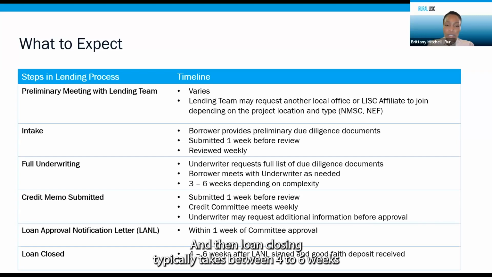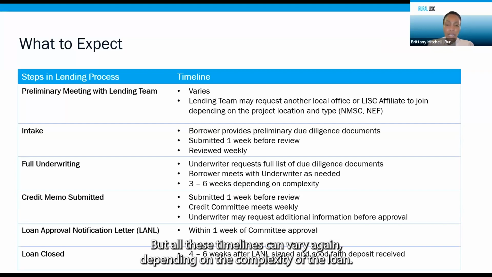And then loan closing typically takes between 4 to 6 weeks after that loan approval notification letter is signed and the good faith deposit is received. But all these timelines can vary, again, depending on the complexity of the loan.